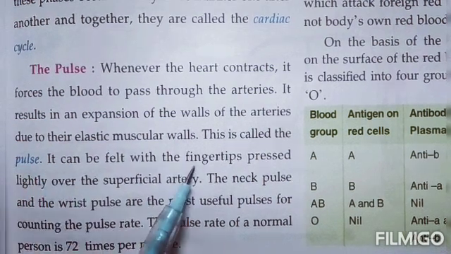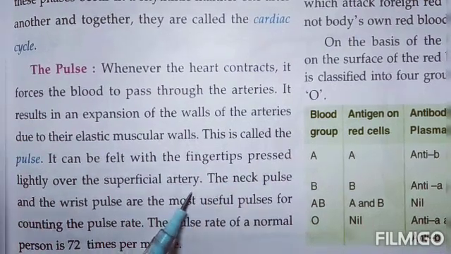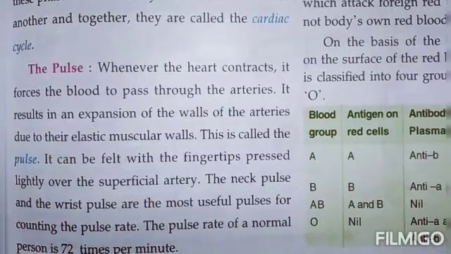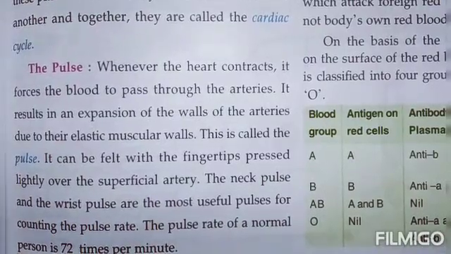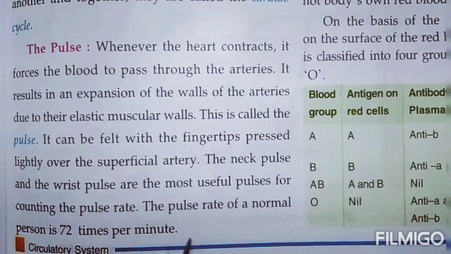This can be felt with the fingertips pressed lightly over the superficial artery. The neck pulse and the wrist pulse are the most useful pulses for counting the pulse rate, and that is where the doctors take the pulse count. The pulse rate of a normal person will be 72 times in 1 minute. That means because a heart is beating 72 times in a minute, the pulse rate is also the same. So with this we come to an end of today's video.